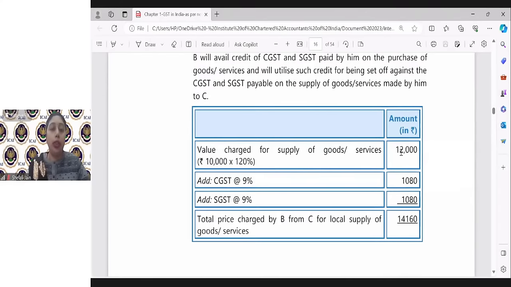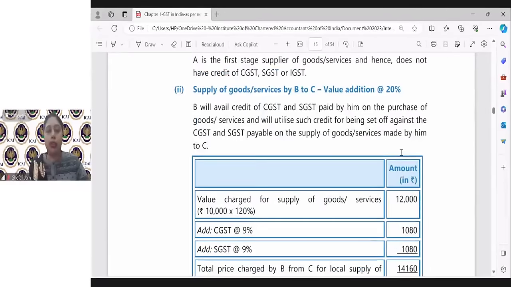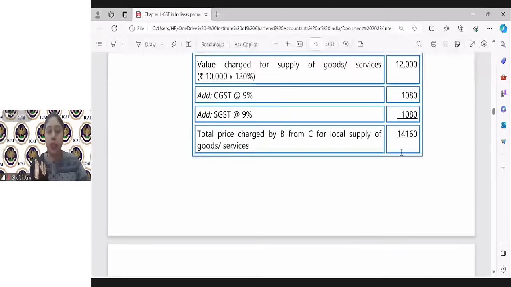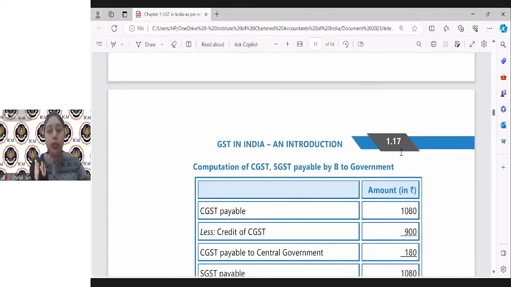Okay. On that, we have to apply CGST and SGST again, because the second transaction is also an intrastate transaction. Within the same state, B has also sold the goods to C. So now the tax will become 1,080 and 1,080. And the total price which B is charging from C is inclusive of this tax, which is 14,160 rupees. I hope up to this point everything is clear to all of you. Please let me know in the chat that you are clear with this concept.